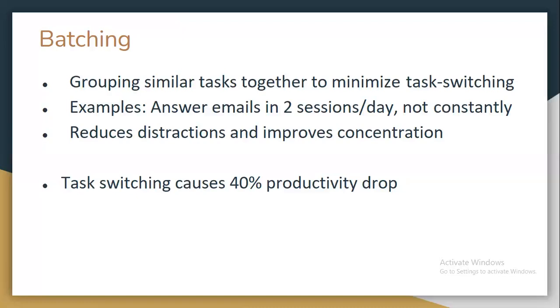What this does is that it reduces distractions and improves concentration. Okay, so that if by the time you want to respond to the emails, about maybe 50 emails have come and you have to respond to all of them, you will focus on responding to all the 50 emails before you think about doing something else. Okay, so it reduces distractions and improves concentration. And studies have found that continuous task switching, so you do a bit of this, do a bit of that, causes about 40% productivity drop.